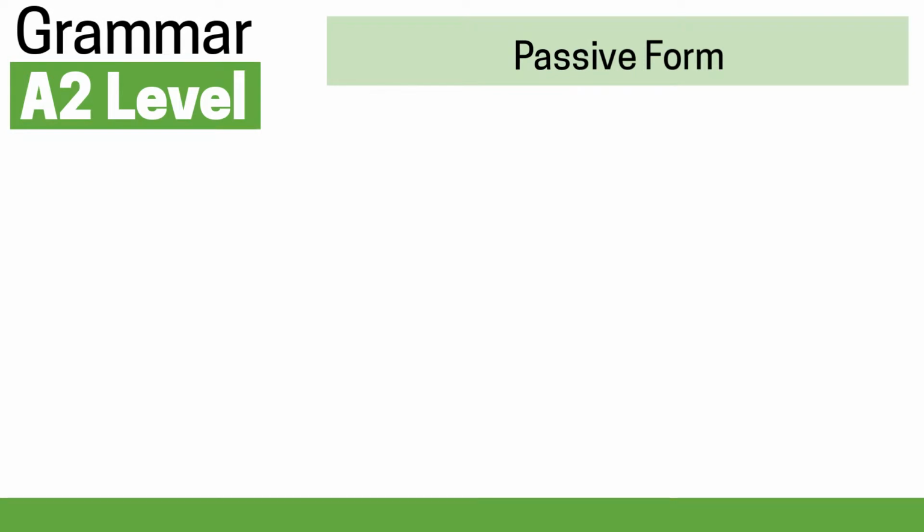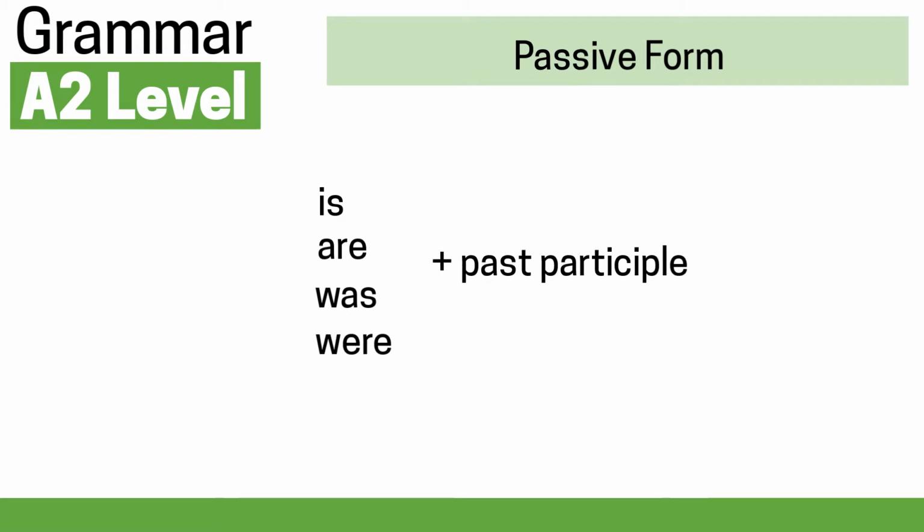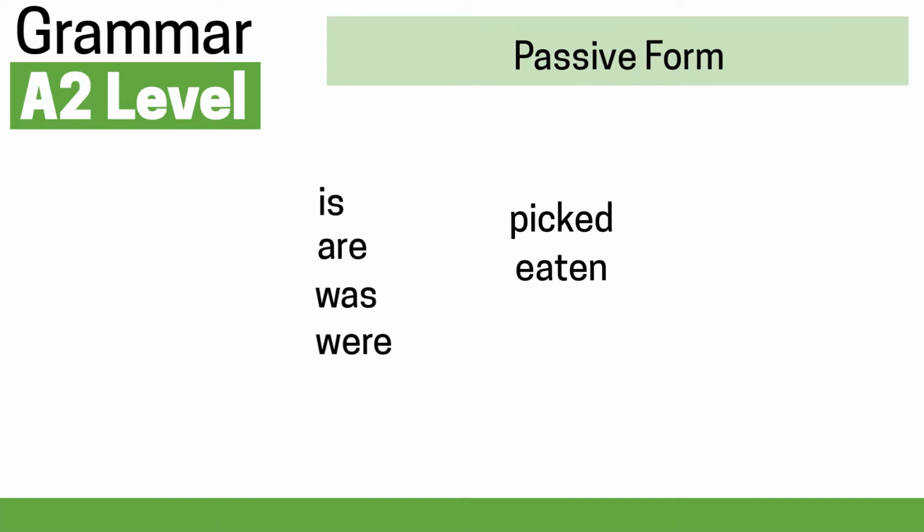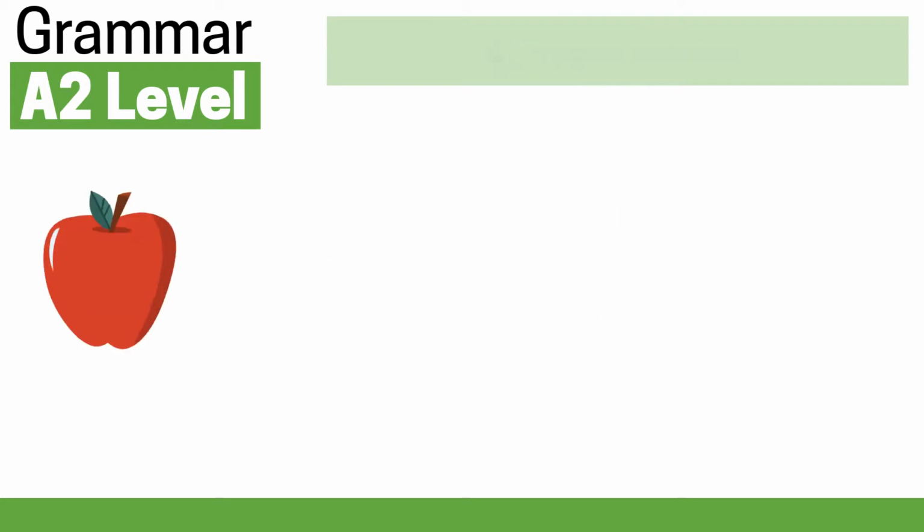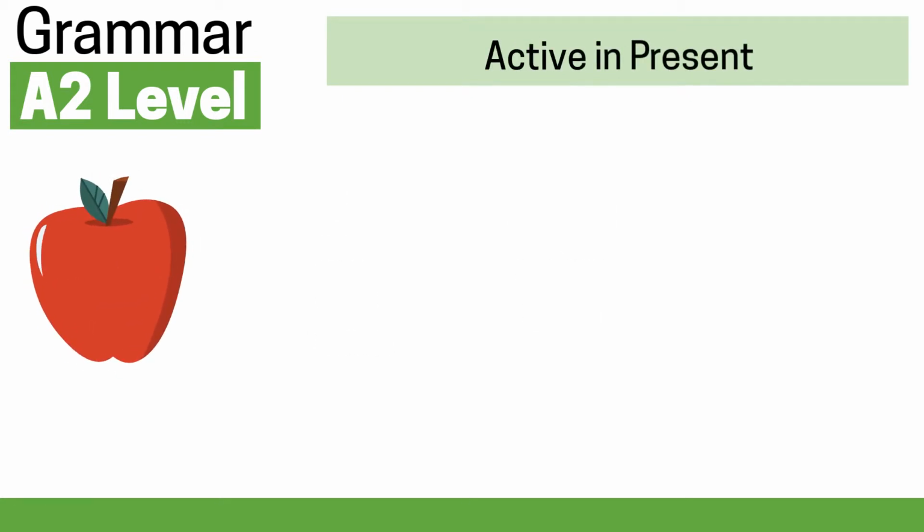To do this, we need to use is and are for present, and was and were for the past, plus the past participle. The past participle is the verb form that usually ends in ed. However, there are irregular verbs which do not follow the pattern, such as eat, eaten, and see, seen. So let's look at how to form a sentence in the present passive.